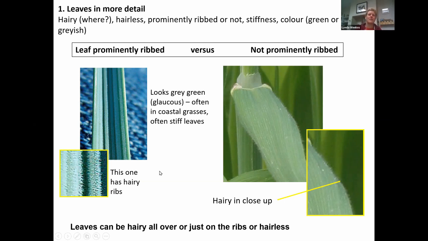The other thing is that very often coastal grasses are grayish in color, or green grayish, or a blue green. This color is called glaucous. So that can also be a telling feature as well if they're gray green, or glaucous is the word that they'll use in the keys. And again, they can be pretty stiff. So just to give you an idea of what you might look for in the leaves.